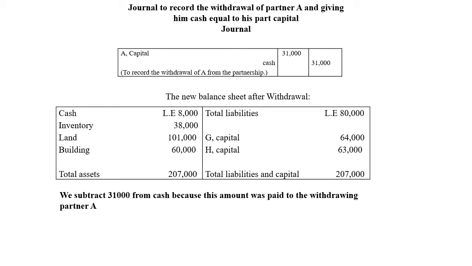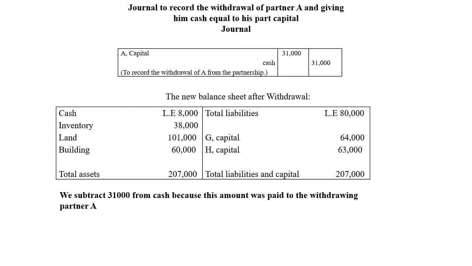So now it's 8,000, and we just removed the capital of A, and everything has no change. G capital, H capital, every other thing is the same. That's the case of withdrawal at book value. What's withdrawal at book value? The capital of A was equal to the assets which was cash given to him.